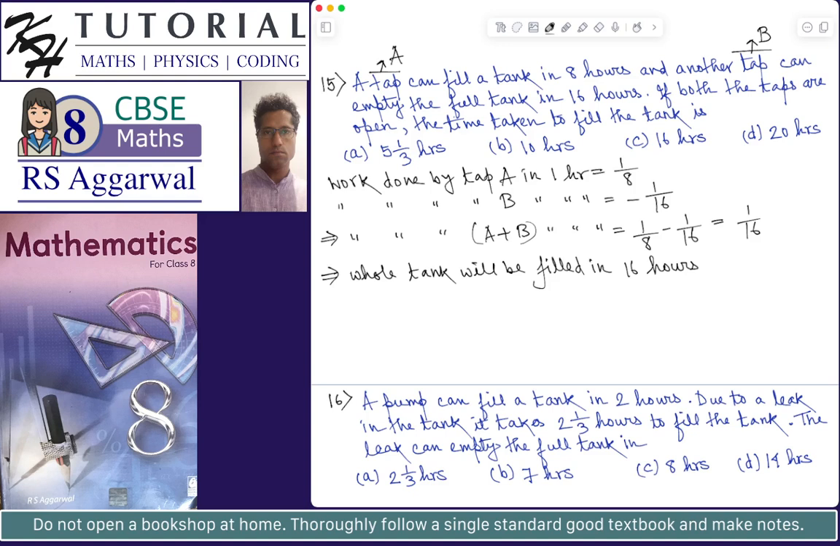Work done by A plus B in 1 hour is 1 by 16, and 1 by 16 is a positive work. That means that water is being filled per hour, which also means that 1 by 16th part of the tank is filled by A plus B in 1 hour. From this fact, we can say that the whole tank will be filled by A plus B in 16 hours. So 16 hours is the answer. Hence, the correct choice is C. Let me check the answer. Question number 15 is C. Okay.